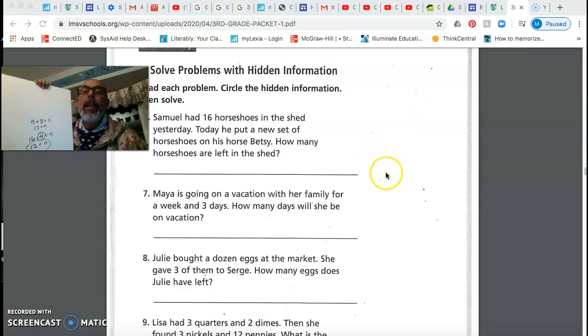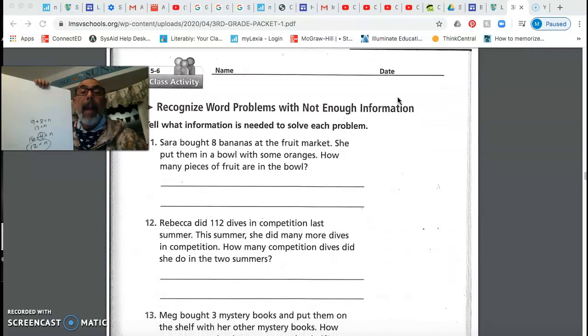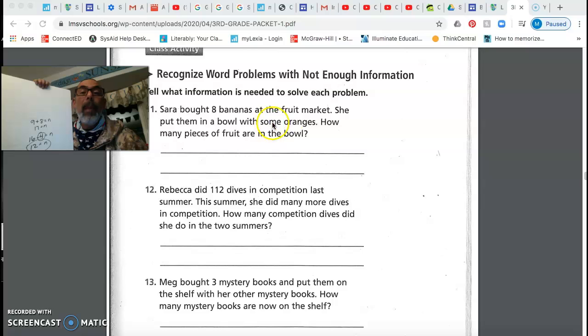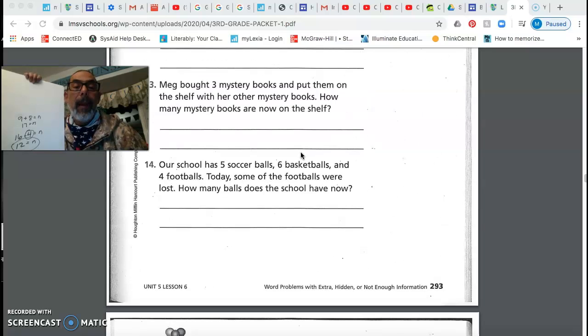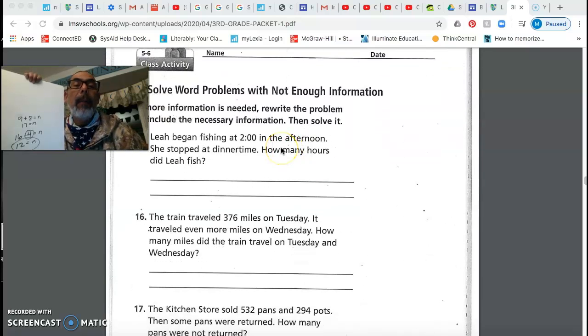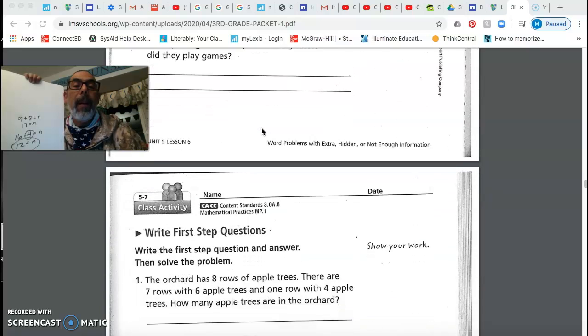Here they probably don't need to draw a picture. But if they do, please encourage them to draw a picture right here if they're not sure how to solve it. Not enough information. This one, we need to know how many oranges there are in order to solve it. You can't solve it, so they just write, we need to know how many oranges there are. And have them write it in a complete sentence. The next page is talking about not enough information again, so you can keep on going there.